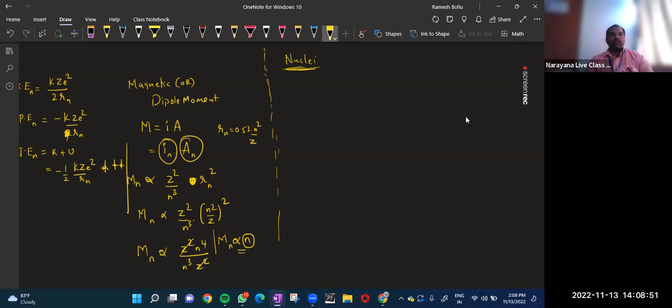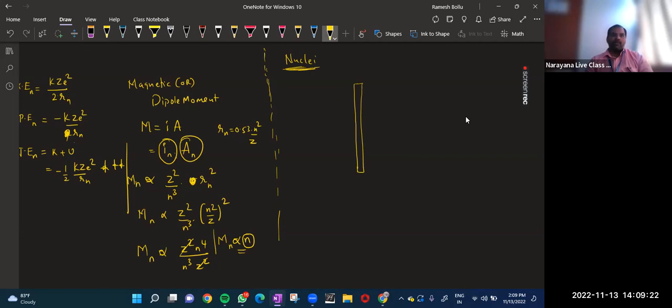Alpha scattering experiment: the Rutherford gold foil alpha scattering experiment, or Geiger-Marsden experiment. All are the same. What is the purpose of that gold foil experiment? Rutherford took one very thin sheet for finding the pattern of electrons, what is inside the atom. Now we know everything because of this experiment.